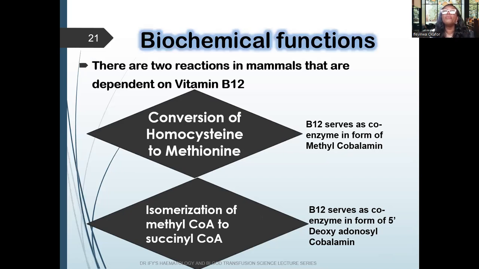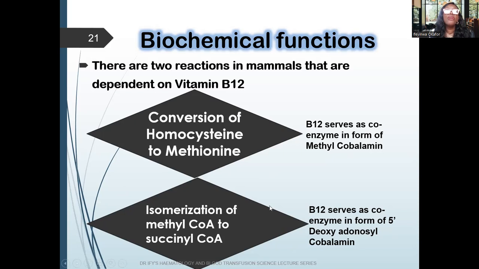What are the biochemical functions of B12? What is the importance of B12? Why do we need to have B12 in our diet? There are two reactions in human beings that are dependent on vitamin B12.